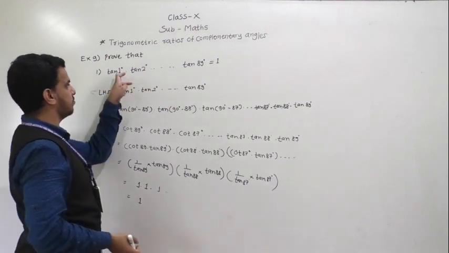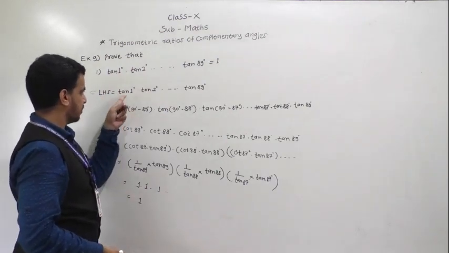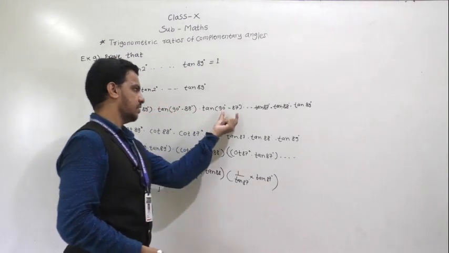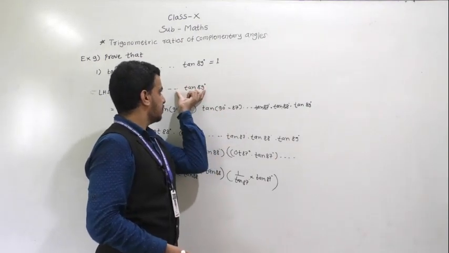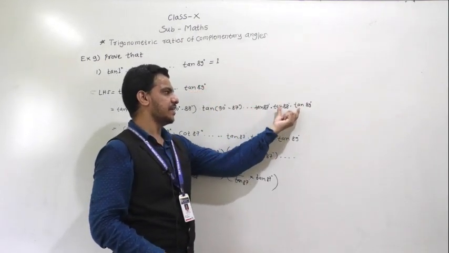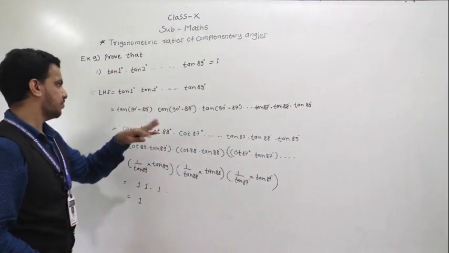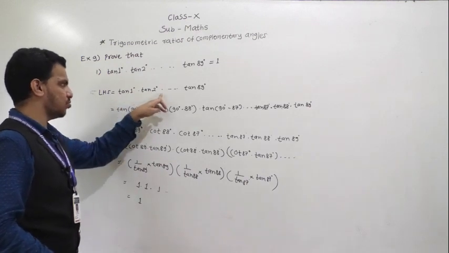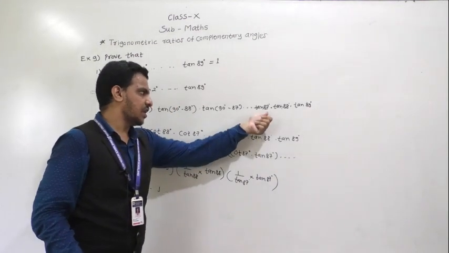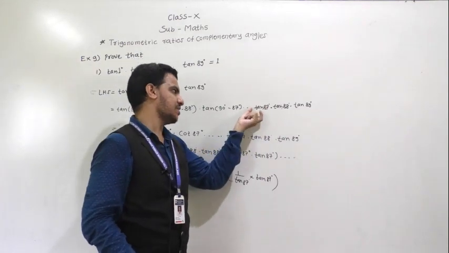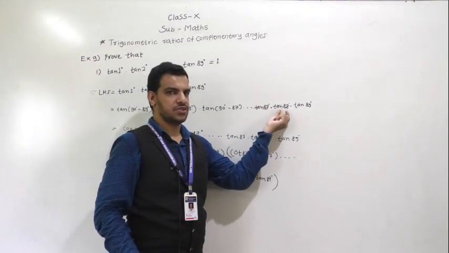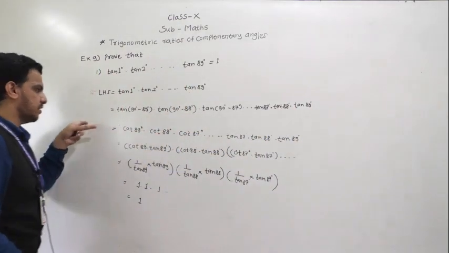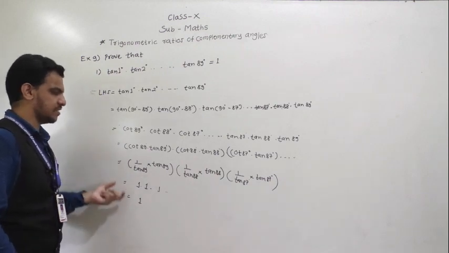Okay, so this type of example is solved this way. 1, 2, 3 we have to replace by 90 minus 89, 90 minus 88, 90 minus 87, and these values keep as it is, tan 87, tan 88, tan 89. Or vice versa, we can keep these values as it is, tan 1, tan 2, tan 3 as it is, and these values 87 we can write as 90 minus 3 degree, 88 as 90 minus 2 degree, 89 as 90 minus 1 degree. Then also you will get the same expression and the answer is 1.